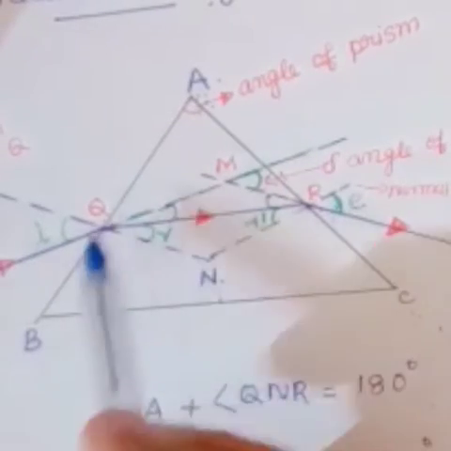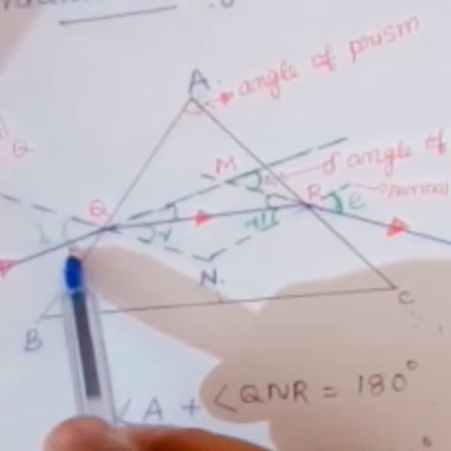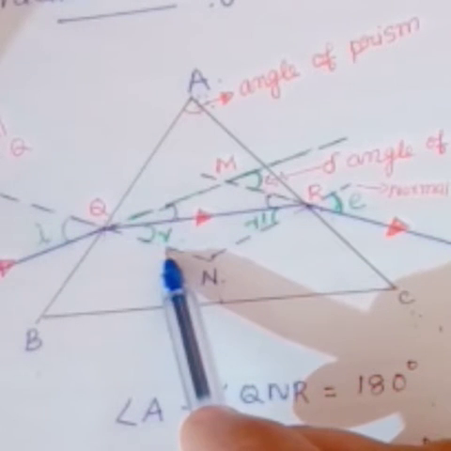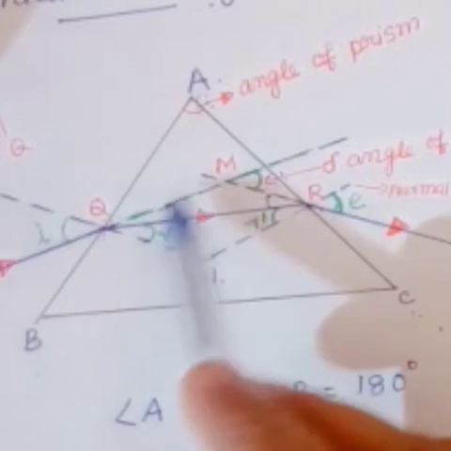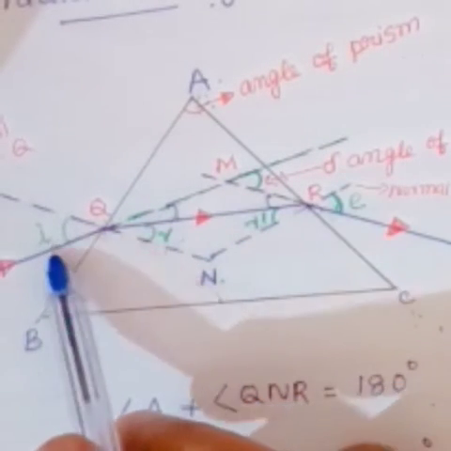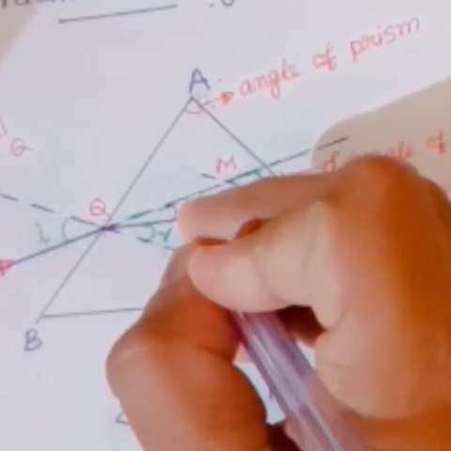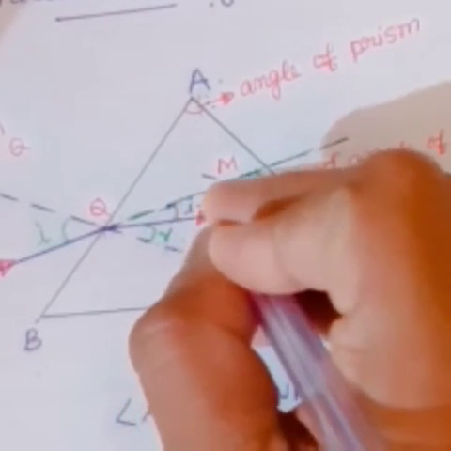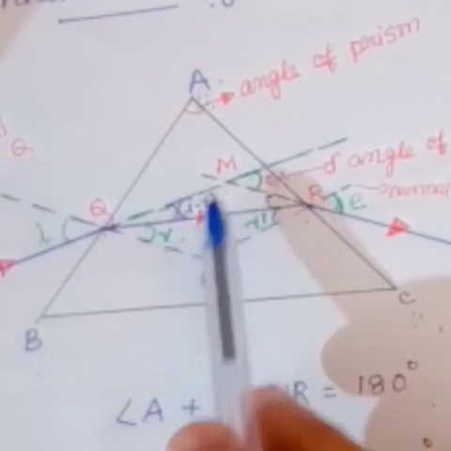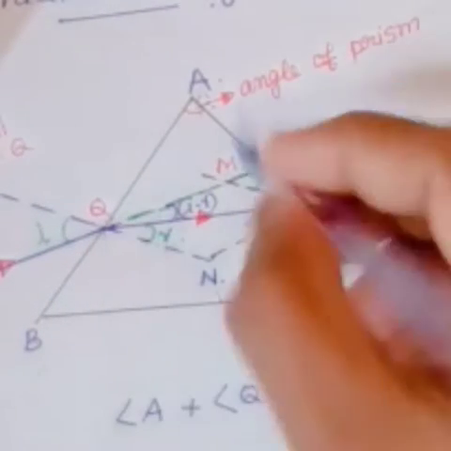Suppose this angle is I, the angle of incidence, so this total angle is I. What about MQR? MQR is I minus R. So this angle is I minus R. Is it correct? MQR is I minus R. And also, what is MRQ?